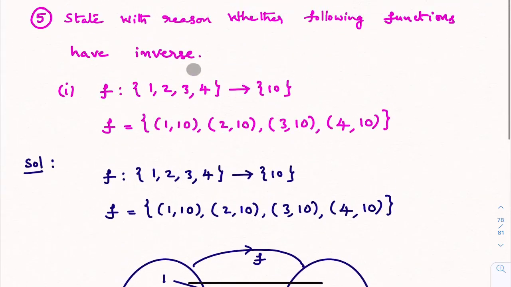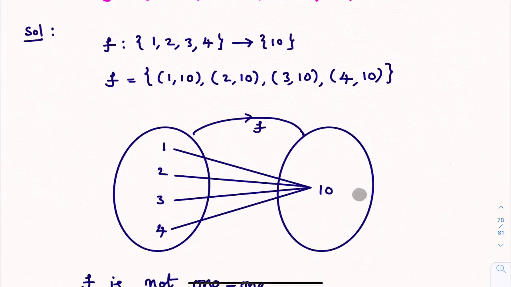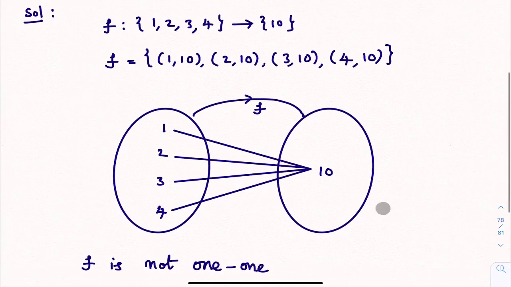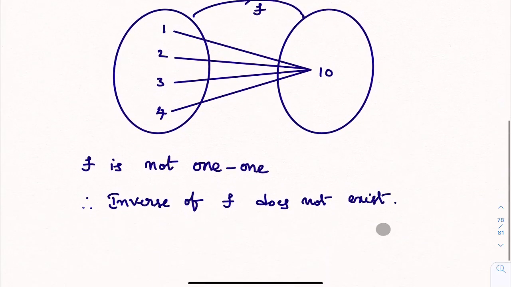What they are asking in the question: state with reason whether the following functions have inverse. What is the reason here? First thing, does this function have inverse? No. What is the reason? Because this is not a bijective function. Why is it not bijective? Bijective means the function which is both a 1-1 function and an onto function. As this function is not a 1-1 function, it is not a bijective function. So as it is not a bijective function, inverse of f does not exist. I hope you understand. Now we'll move to the second bit.